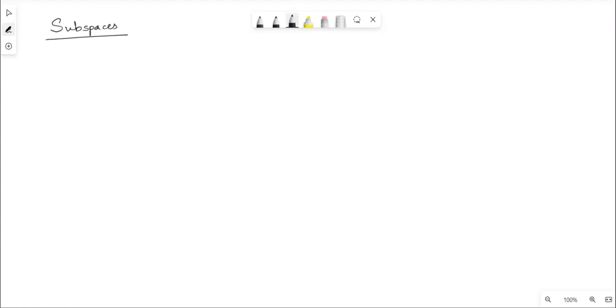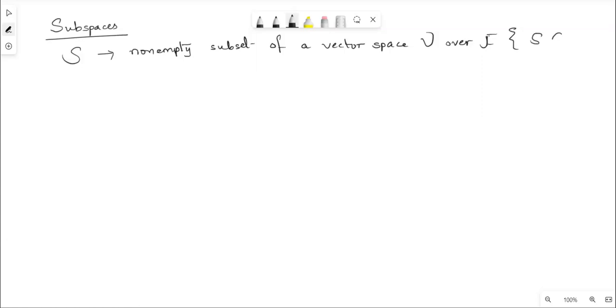So we'll define it like this. Let S be a non-empty subset of a vector space V defined over field F. Symbolically, we can write S is a subset of V. If S is also a vector space over F using the same addition and scalar multiplication operations, then S is said to be a subspace of V.